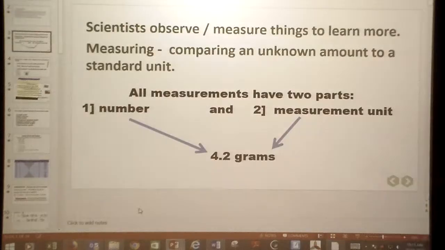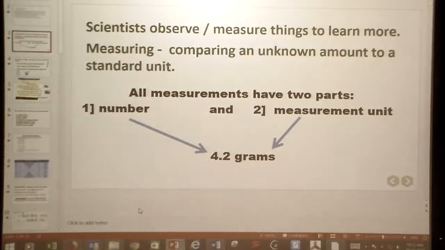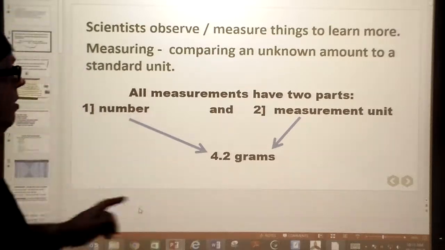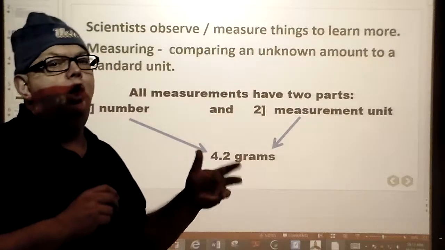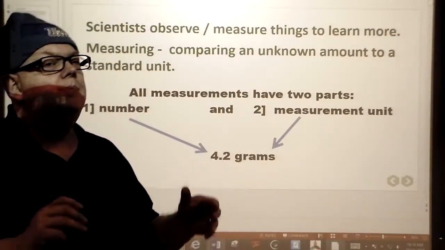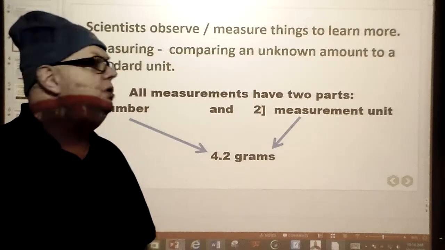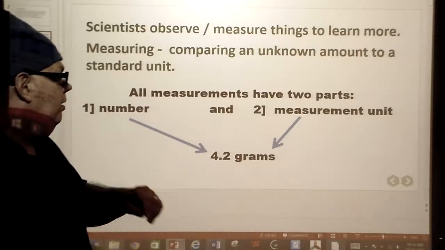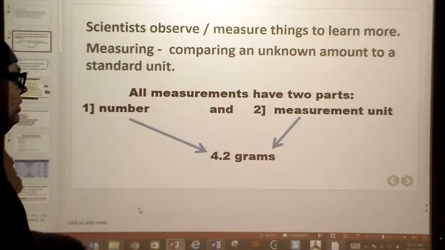Okay, so let's begin. The reality is that in order to learn, scientists have to be able to observe and they have to be able to measure. And the whole point about measuring is you are comparing an unknown amount to a standard unit. So something that we don't know, which is why we're measuring, to something that we do know, a standard unit. Well, what do we mean by a standard unit? Well, we can have, for example here, a mass, a weight, if you will. So we have a standard unit.